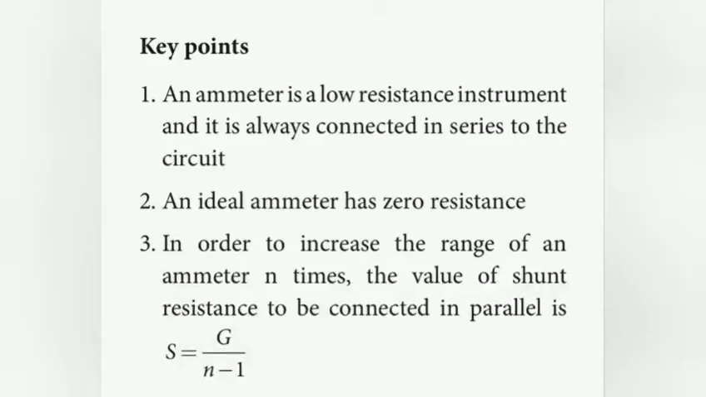And next, some key points. One, an ammeter is a low resistance instrument and it is always connected in series to the circuit. Second, an ideal ammeter has zero resistance. Third, in order to increase the range of an ammeter n times, the value of shunt resistance to be connected in parallel is S equal to G divided by (n minus 1).